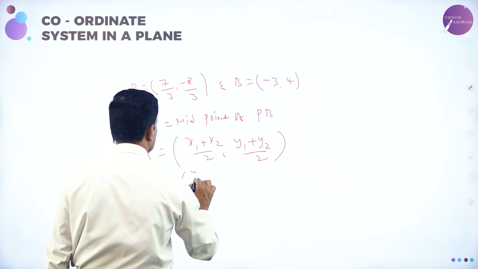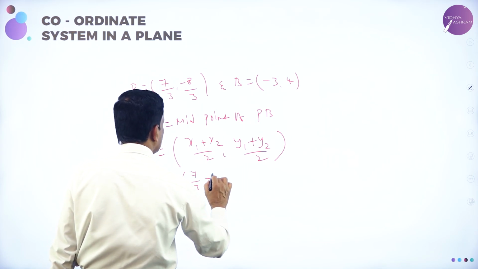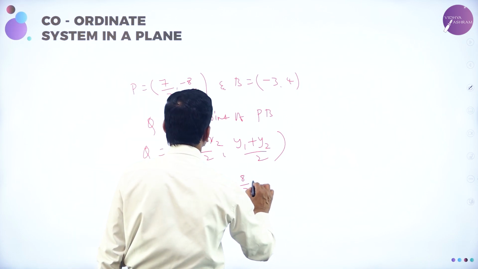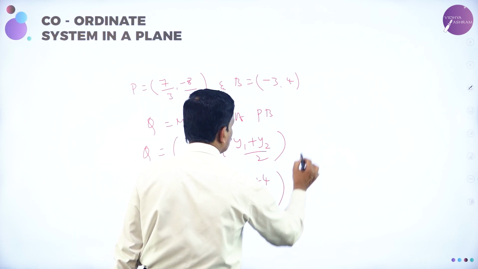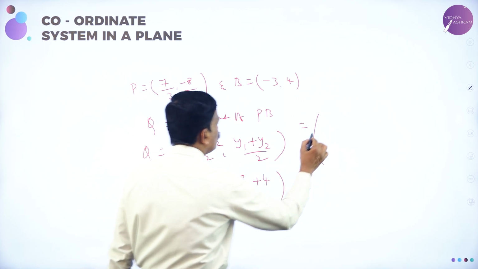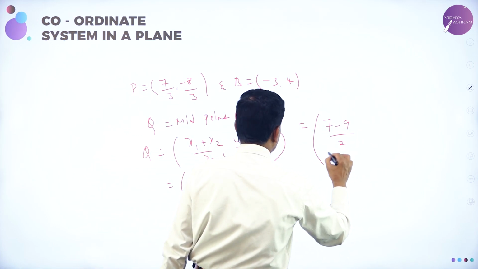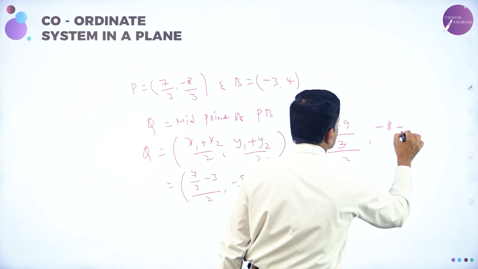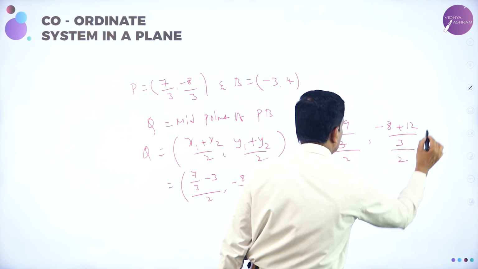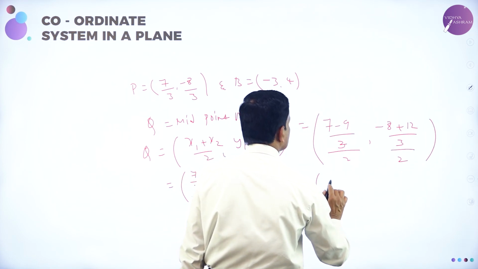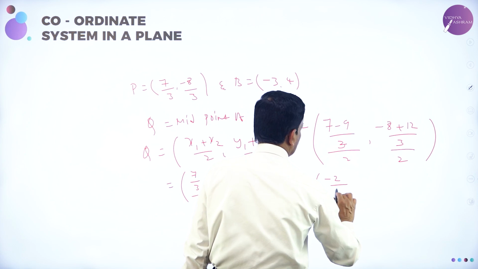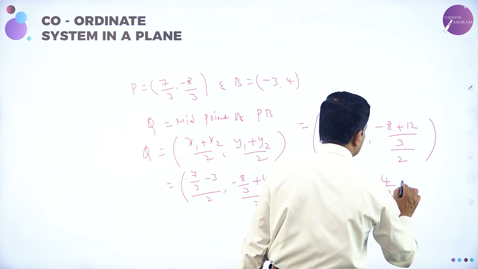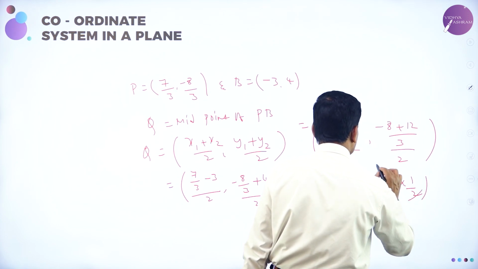This is equal to (7 by 3 minus 3) divided by 2 comma (minus 8 by 3 plus 4) divided by 2. So what is this equal to? Take LCM. 7 minus 3 3s are 9, that is (7 minus 9) by 3 divided by 2, comma (minus 8 plus 4 3s are 12) by 3 divided by 2. So 7 minus 9 is minus 2 divided by 3 into 1 by 2, and 12 minus 8 is 4 by 3 into 1 by 2. The 2 and 2 get cancelled.